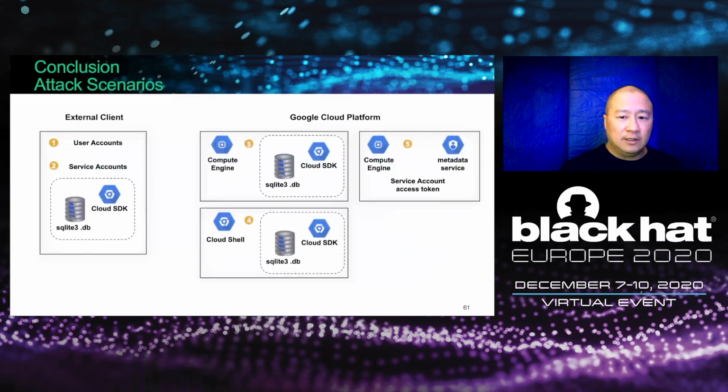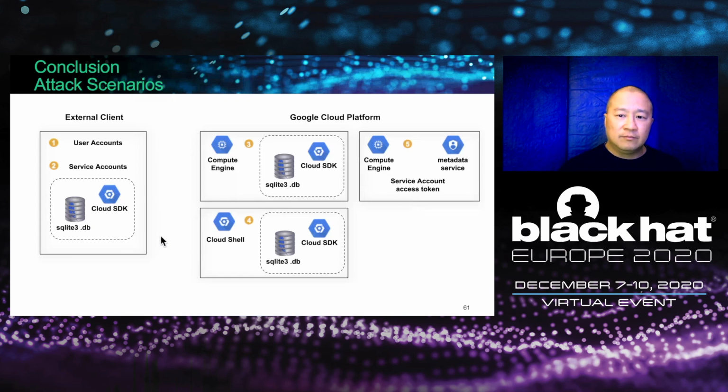So in conclusion, we've gone through sort of 5 different attack scenarios. External clients where the SDK is installed, both user accounts and service accounts. Internal environments like compute engines where the SDK is installed. But also the cloud shell environments which are managed by Google itself, but also have a cloud SDK. And within compute engines, outside of an SDK install, there's a more general problem where service account access tokens are available through the metadata service.